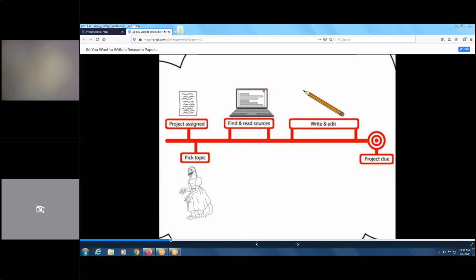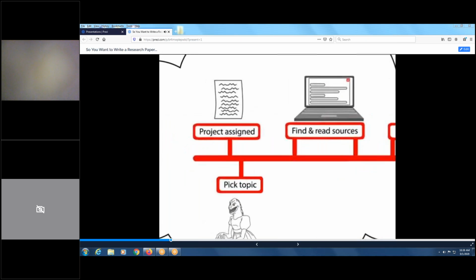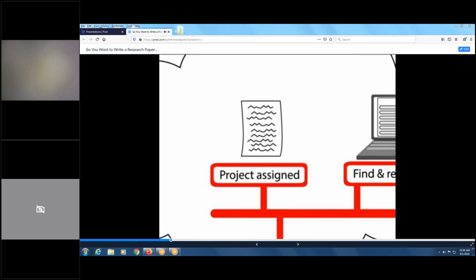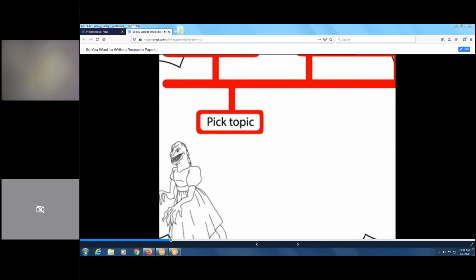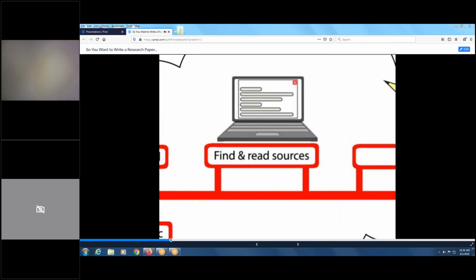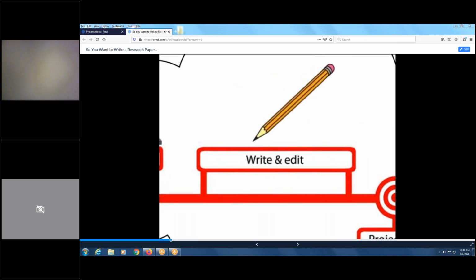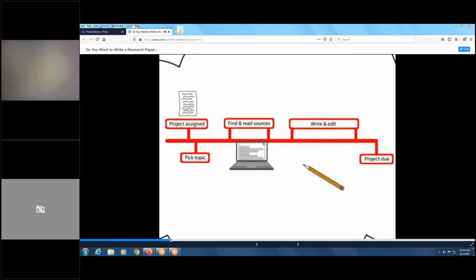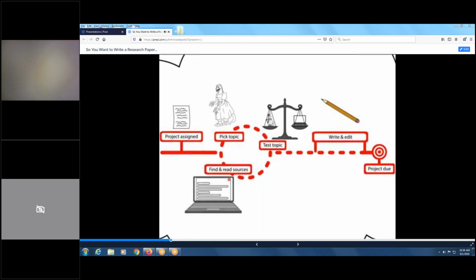Jenny's problem started with her mental model of the research process, which she sees as a one-way street. Like many students, Jenny thinks that once a project is assigned, she should pick her topic right away. Then she can move on to finding sources and reading through them. And once she has all her sources, she can start writing her paper. But the research process is a lot messier than that, and picking your topic is intertwined with finding and reading sources, and writing and editing your paper.